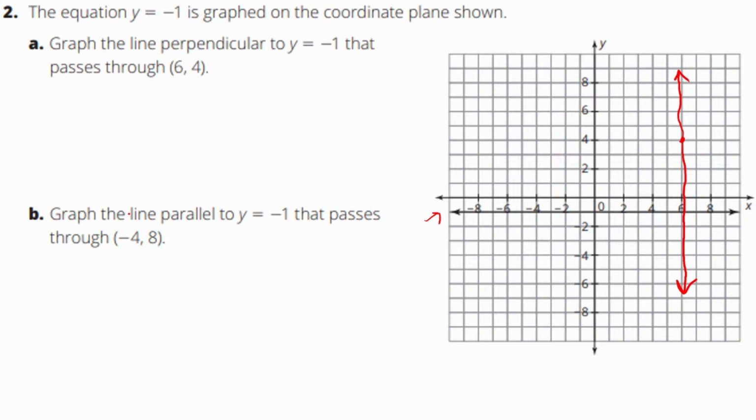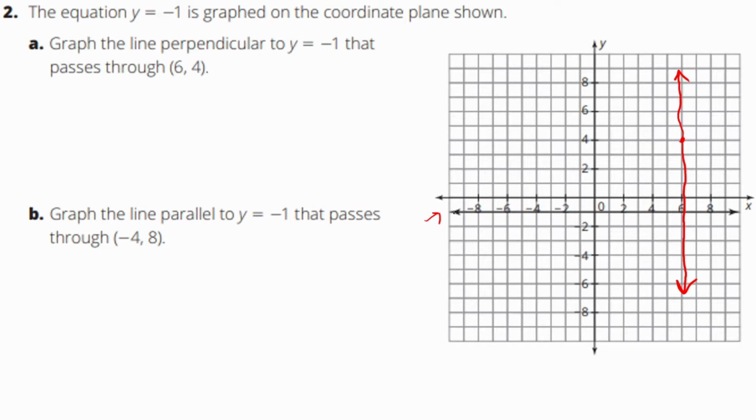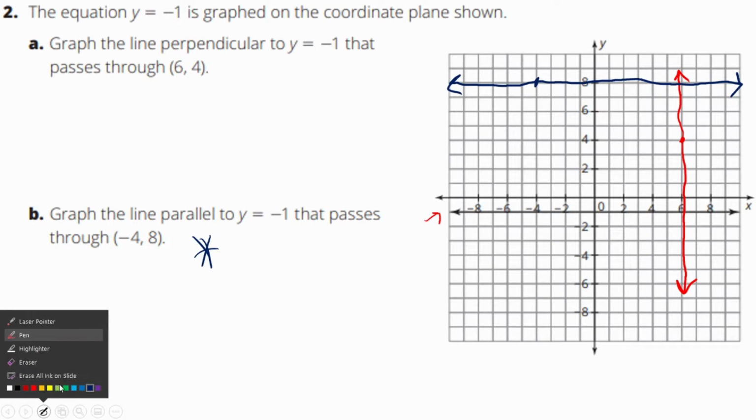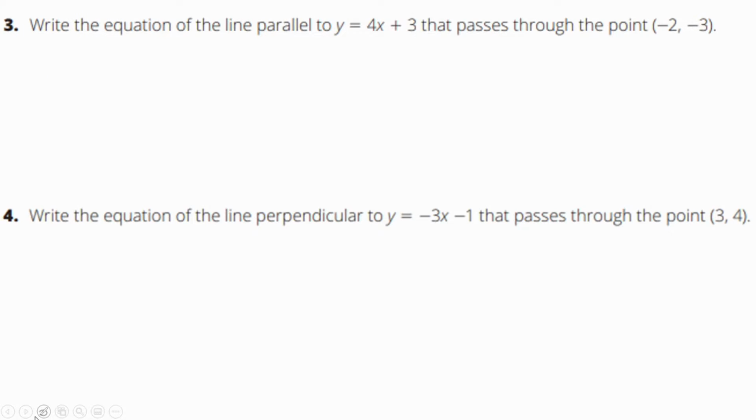And then we want to graph a line parallel. So let me change my color. A line parallel to y equals -1, which here's y equals -1. That goes through -4, 8, which is right here. So if it's parallel, it's going to go horizontal. My first line is vertical. My second line is horizontal. Let me just mark this off. This is the line there. The blue line is for B, and the red line is for A.